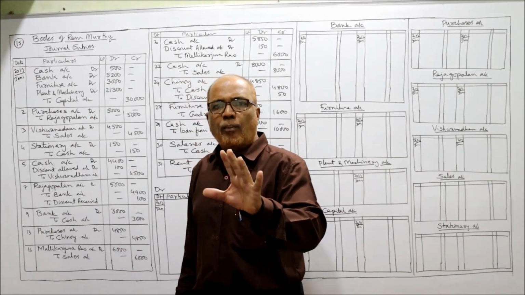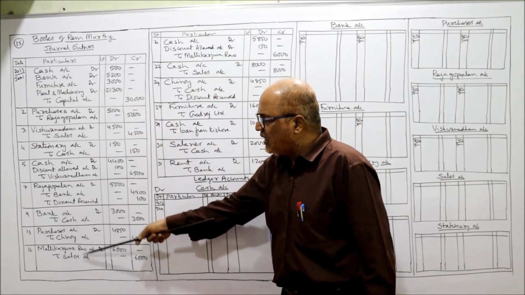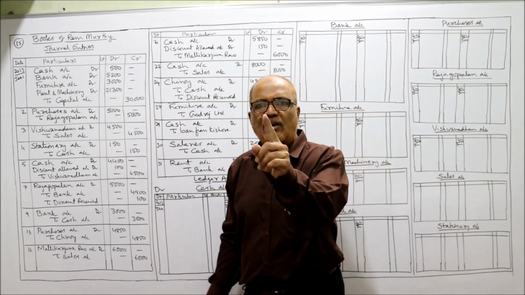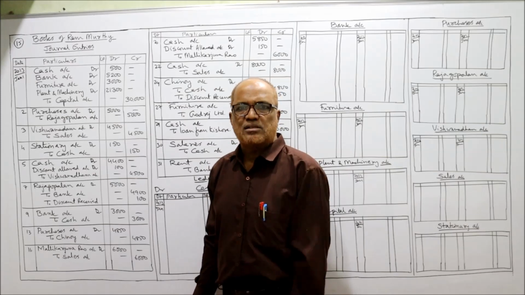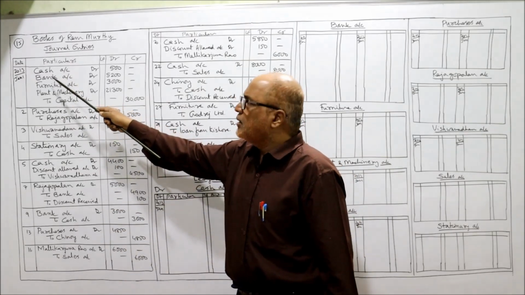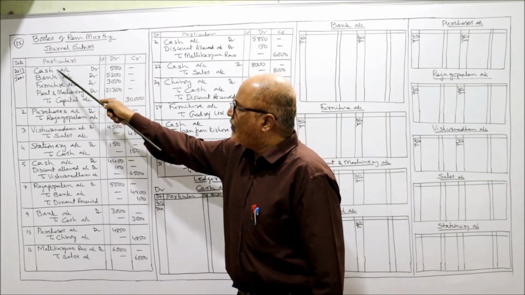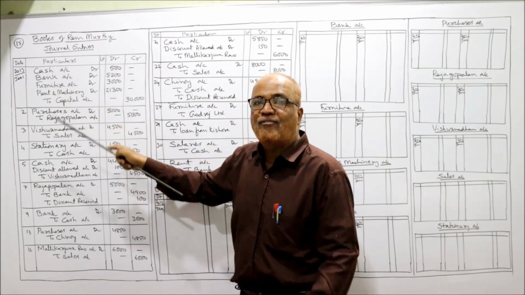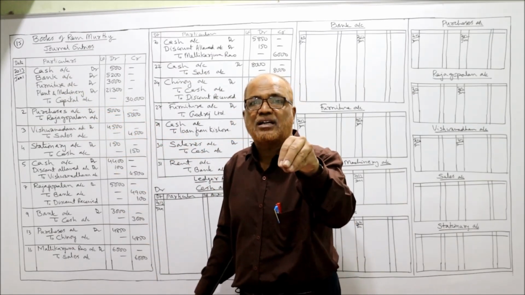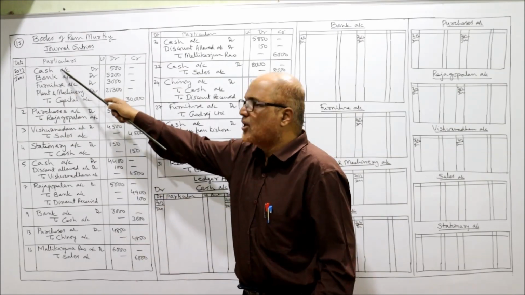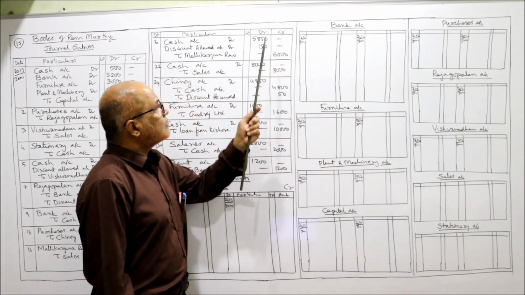See here, we have to open all the accounts which are appearing in these transactions. Each and every account we have to make only once. Example, cash account, bank account, furniture account, plant and machinery account, capital account. So 1, 2, 3, 4, 5. 5 accounts are affected in the first transaction. So we open 5 accounts.